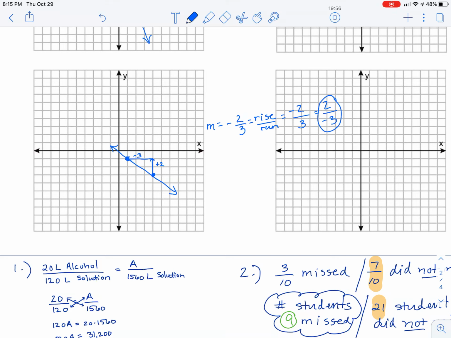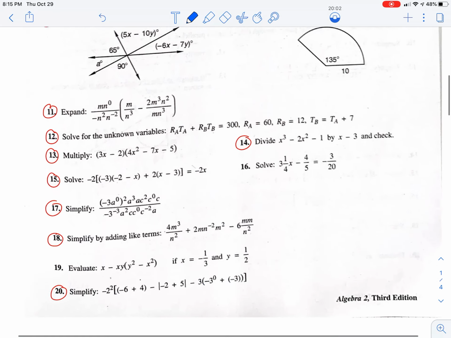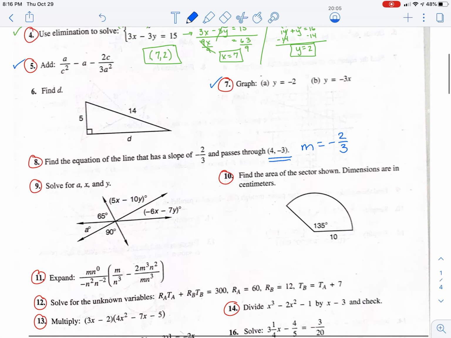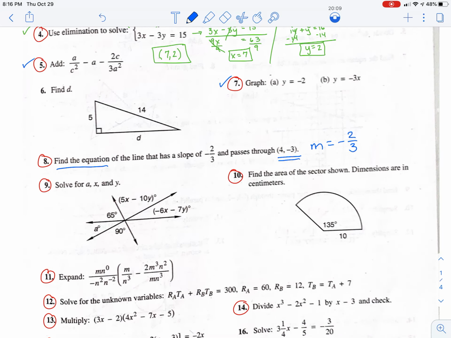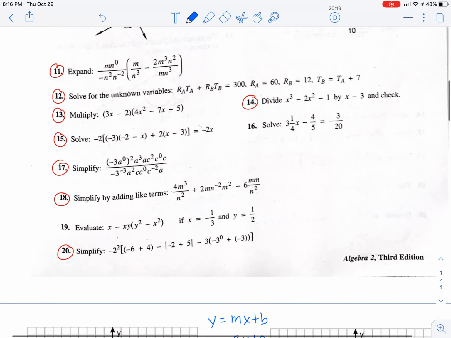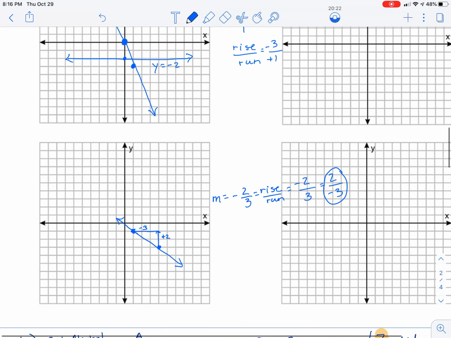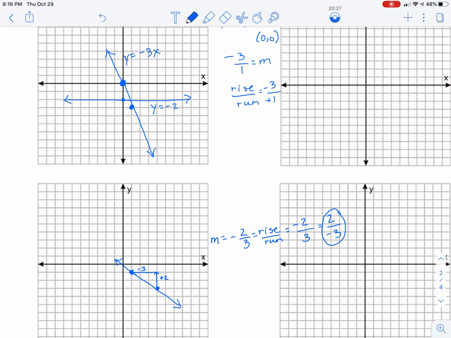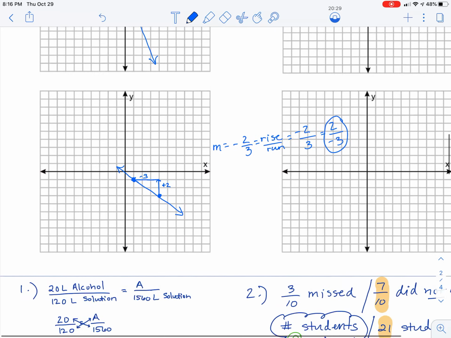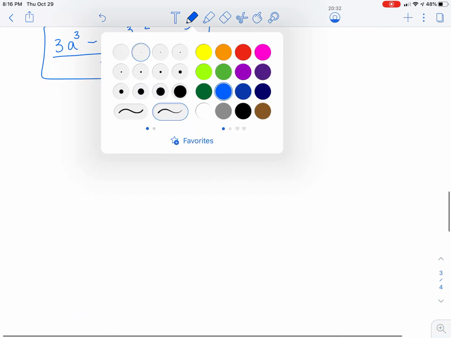That was number 8. Oh, wait a minute. What are we supposed to do? Uh-oh. Did I need to do that? 8. What am I trying to find? Oh, oops, find the equation. Okay, well, that's all right. Yeah, I graphed it. It didn't say you had to graph it. I do apologize. So we want to find the equation for that. Well, that was silly, wasn't it? Okay, well, anyway, you got a little information there.